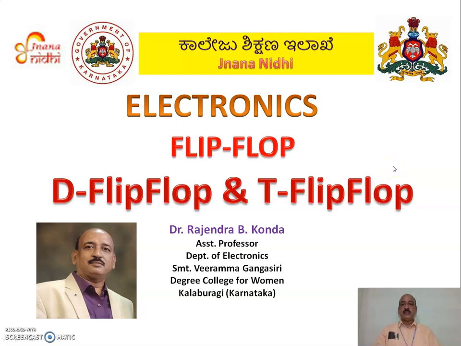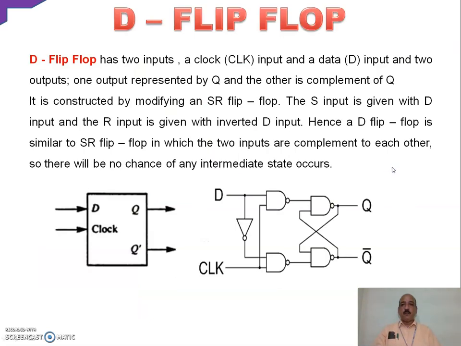So today we will discuss the D flip-flop and T flip-flop. A D flip-flop has two inputs, a clock and a D input, and two outputs, Q and Q bar, which are complementary to each other. It's constructed by modifying the SR flip-flop. The S input is given the D input and the R input is given the inverted D input. Hence, a D flip-flop is similar to an SR flip-flop in which the two inputs are complemented to each other. So there will be no chance of any intermediate state occurring.